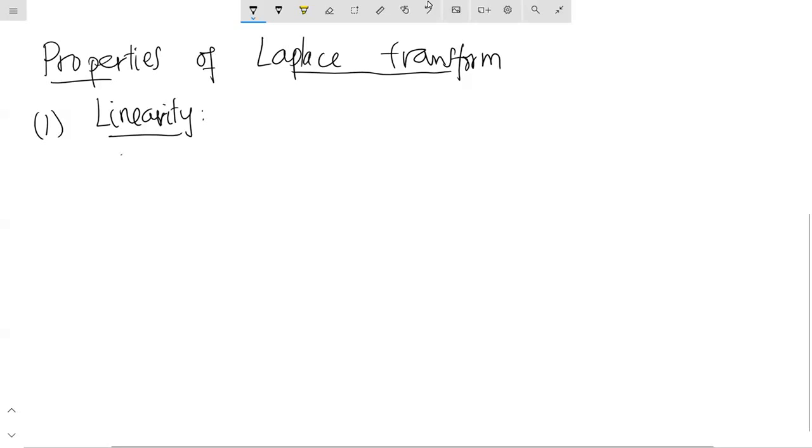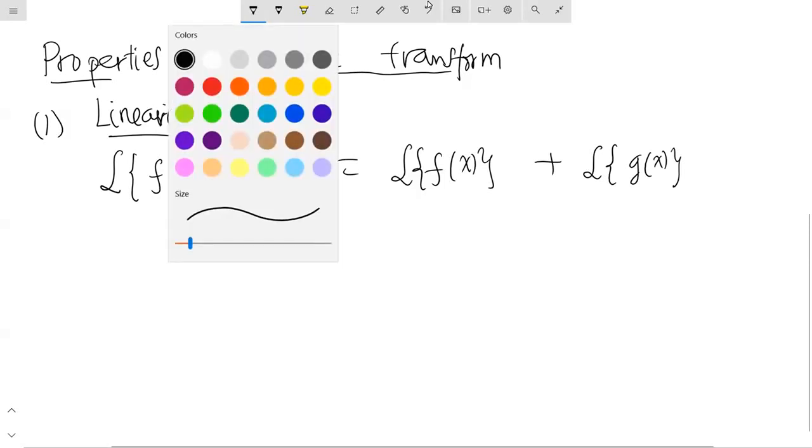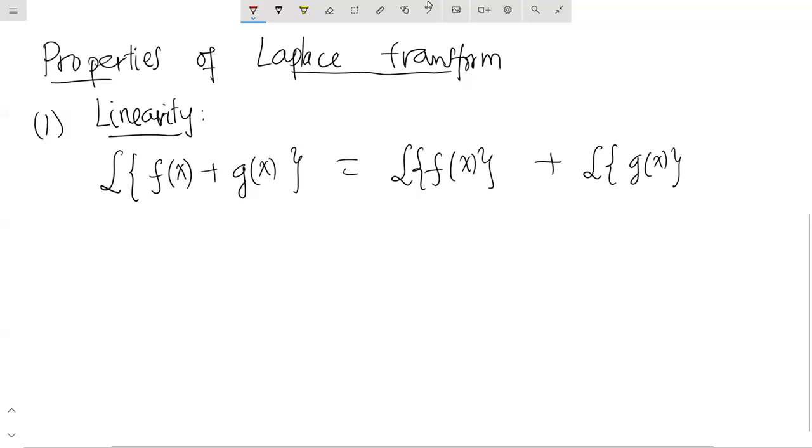Essentially, what it says is that if we have the Laplace transform of a sum, the Laplace transform of f(x) plus g(x), then we can split it into the Laplace transform of f plus the Laplace transform of g. In fact, if we have more functions, f plus g plus say h, then we also split into the sum of three Laplace transforms. Furthermore, instead of addition, if we have subtraction, then we just change the sign here into minus.